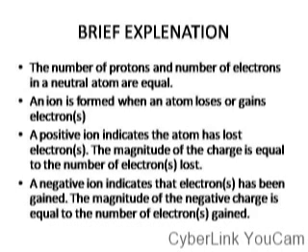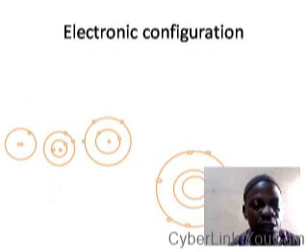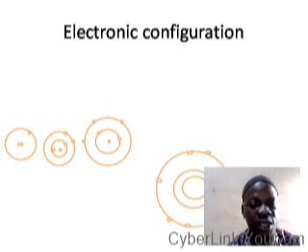So when you have an atom that possesses electric charge like this, we say that we have an ion. An ion is usually formed when an atom loses or gains electrons. A positive ion is formed when the atom loses electrons, and a negative ion when the atom gains electrons.